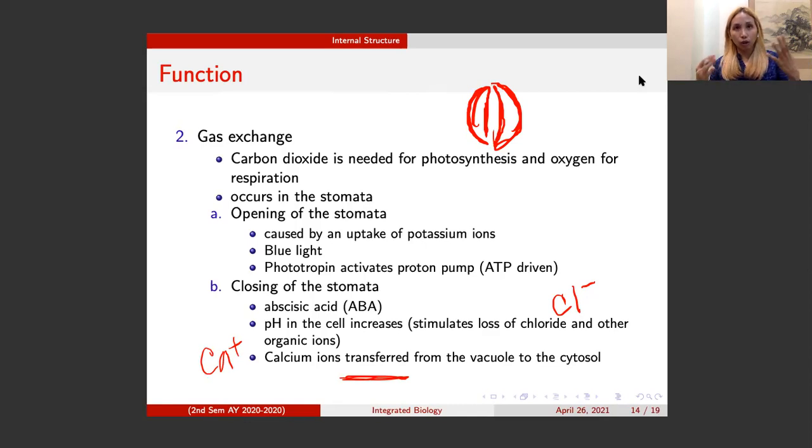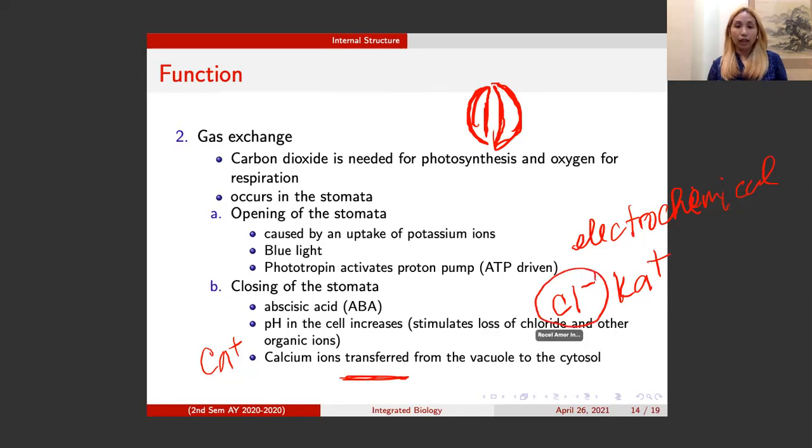And this will cause more chloride to be released, and then eventually potassium is also released because of the difference in the electrochemical gradient. Okay, the electrochemical gradient becomes imbalanced because the anions are leaving. So it becomes filled with cations in the form of calcium, and then because of the electrochemical imbalance, potassium also leaves.